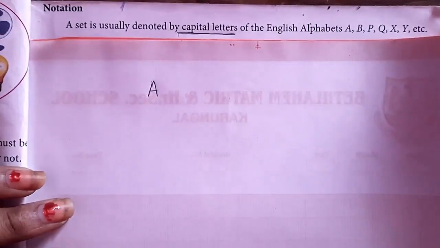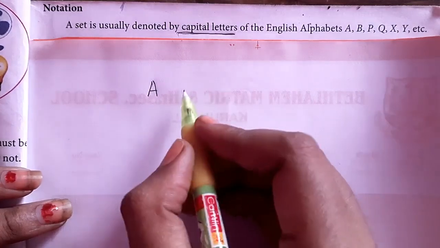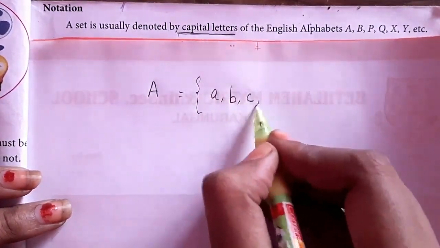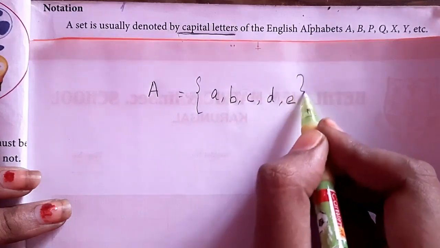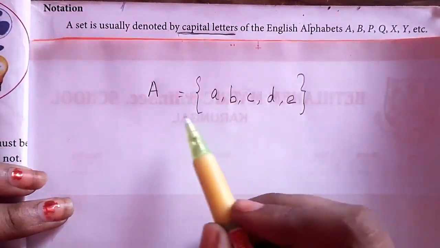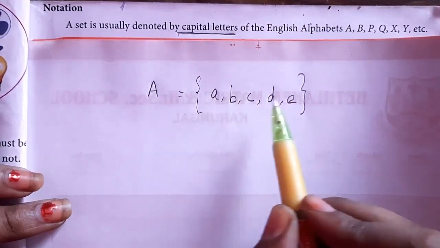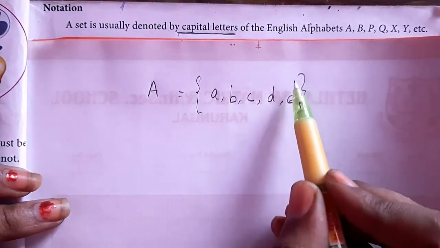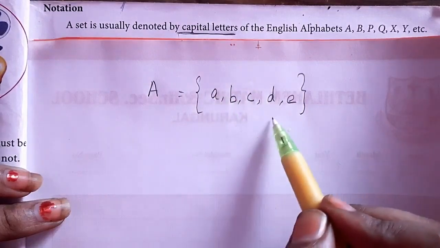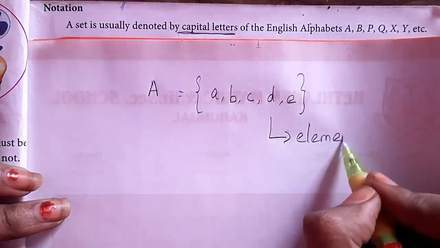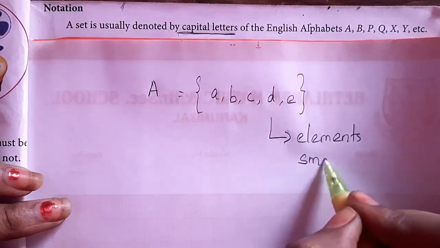Okay, why is it mentioned in capital letters? Because in a set we have elements like, look at, A, B, C, D, E. So we can say the set contains the elements A to E. For elements you can use small letters.